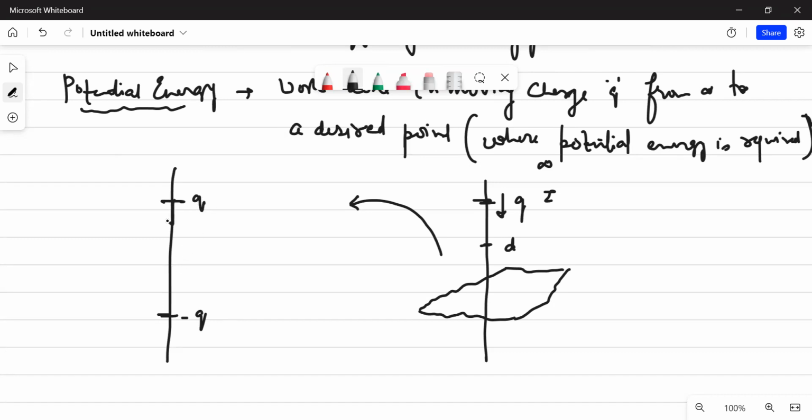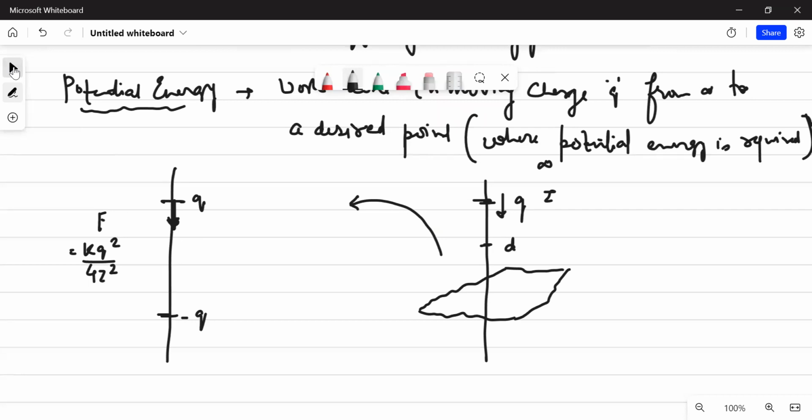Now, if this moves, what is the force that this charge minus q exerts on this? So the force that is exerted on this is equivalent to kq square upon 4z square. Is that clear? So force is in this direction. Is that clear?